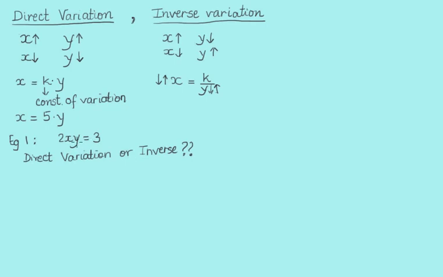Now just rearrange the alphabets. Can I divide both sides by y? Okay, let's divide both sides by y, and I get 2x equal to 3 divided by y. I'm dividing both sides by y. Now, does it represent this model or does it represent this model? X and y are in the opposite, like one is in the numerator, the other is in the denominator. So this represents inverse variation.